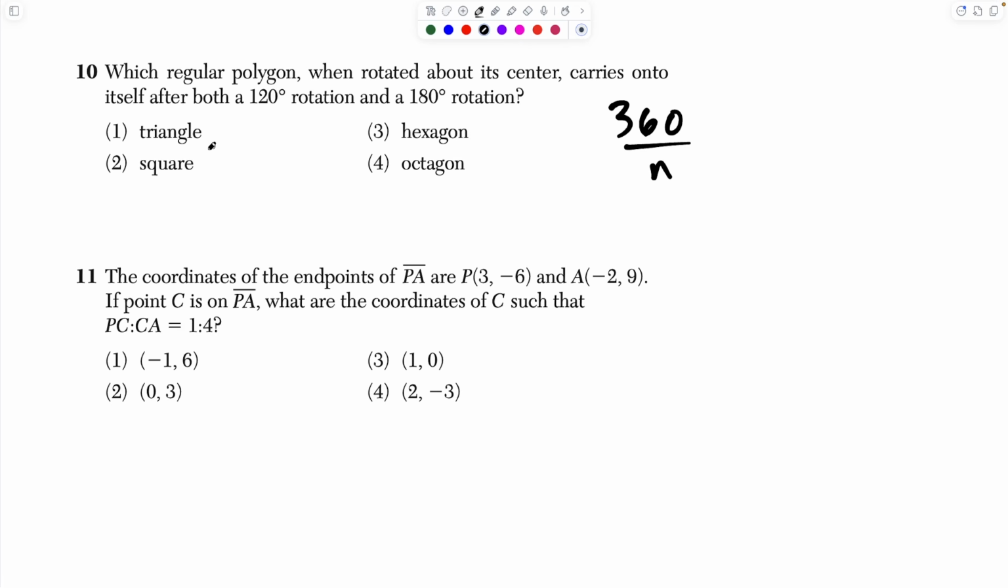And let's say I just run through the answer choices here. So for a triangle, n is equal to 3. So I would do 360 divided by 3 equals 120.